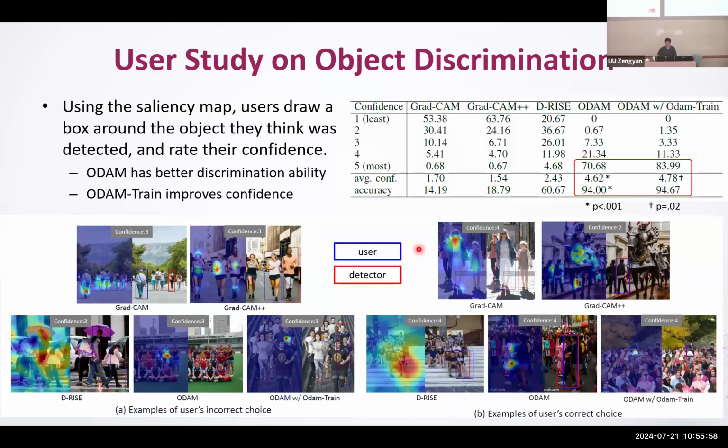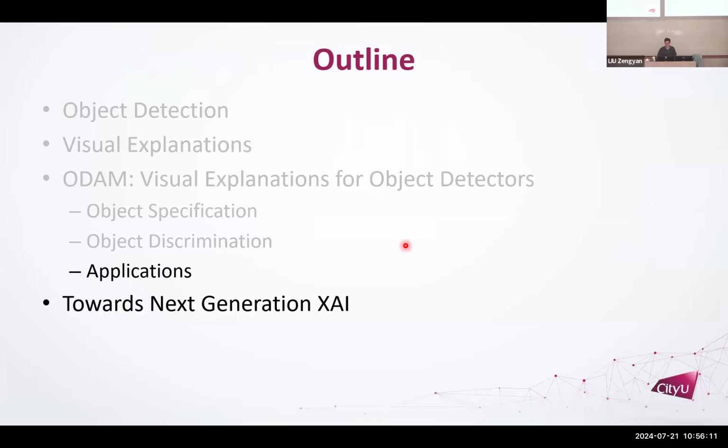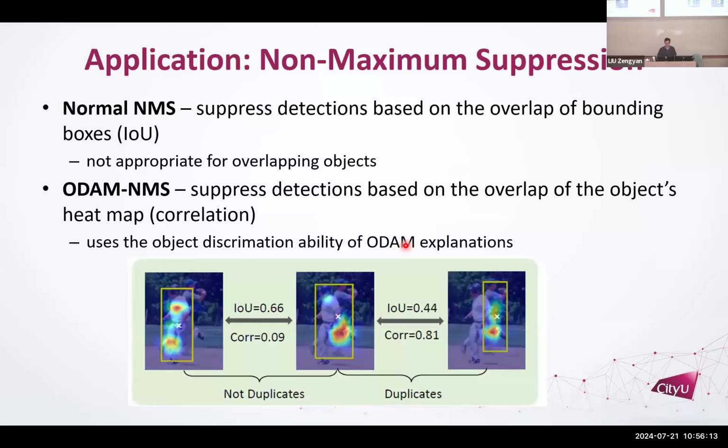Okay. So these are two aspects of object detection, but this XAI method we can actually use for other things, right? Because it provides some diagnostics about what is actually going on in the model, not just the user studies. So here I talk about three applications. The first one is a special form of non-maximum suppression.